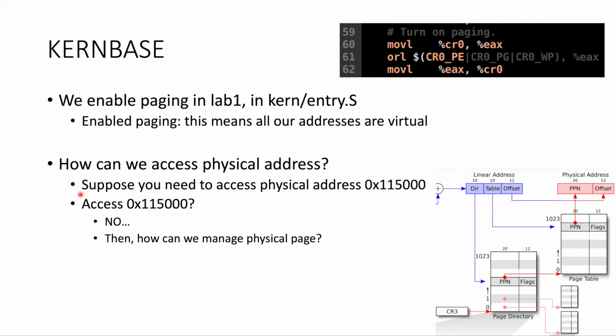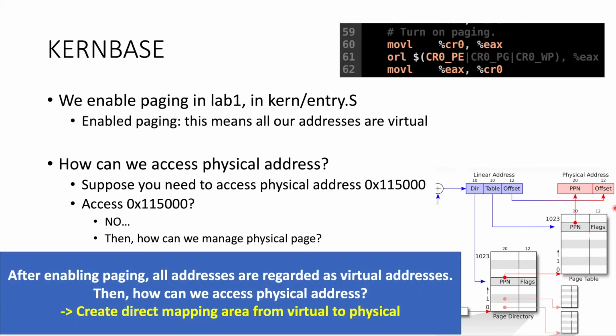Let's think about that. Suppose you need to access physical address 115000. If you directly access this address, it will never succeed, because it will now be translated as a virtual address, so it will go to the page directory and page table, and if that's invalid, it will generate a triple fault. Then how can you manage physical pages? A short answer is that we will create a direct mapping from virtual to physical, and that's where KERNBASE is pointed.